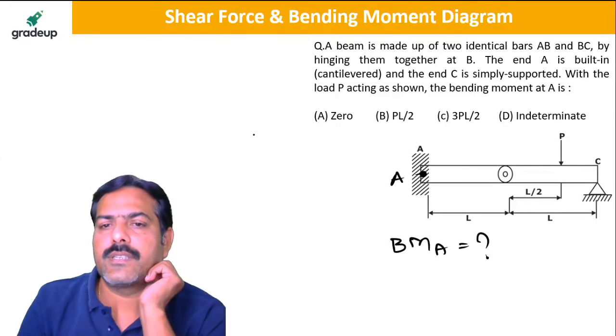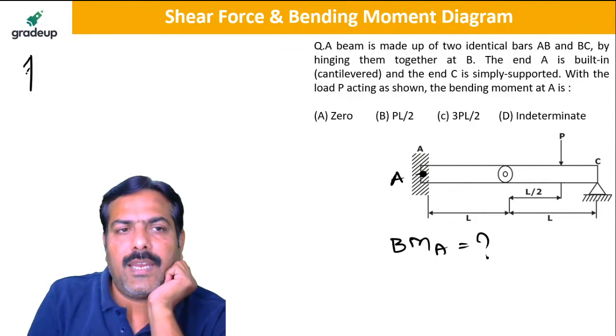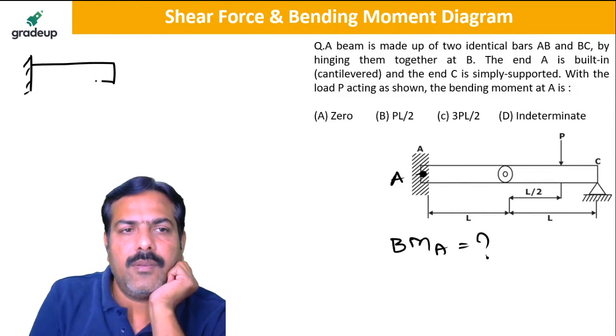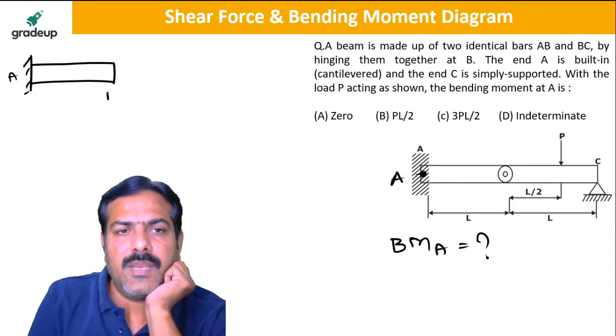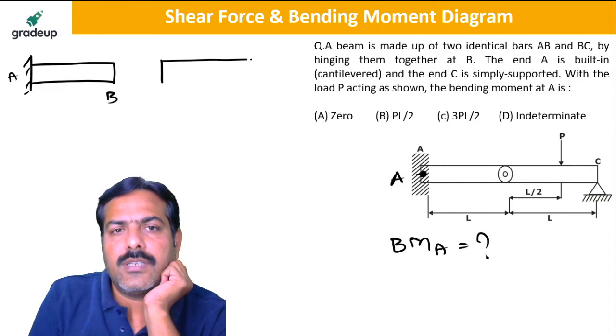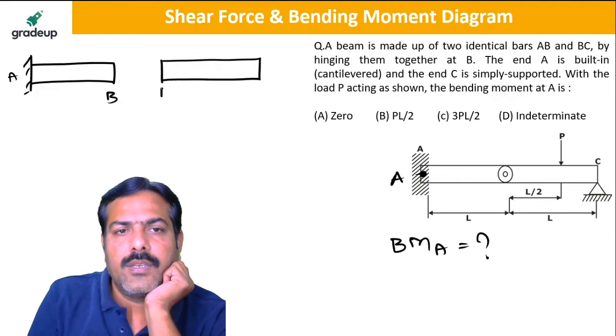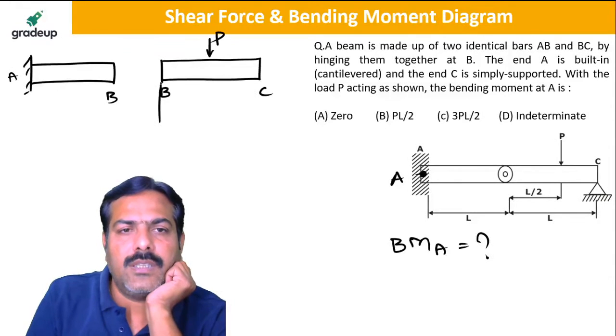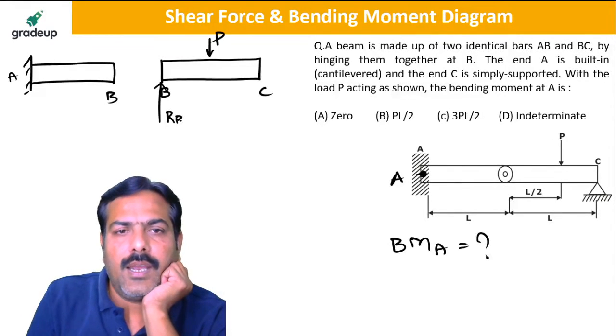Yes, my dear friends. So this beam can be taken as A to B. This is A, this is B, and the second one is taken as BC. Since there are two different beams, you see that there is a load P acting at the center. So obviously there will be RB here and RC here, and the value is equal to P/2 and P/2.